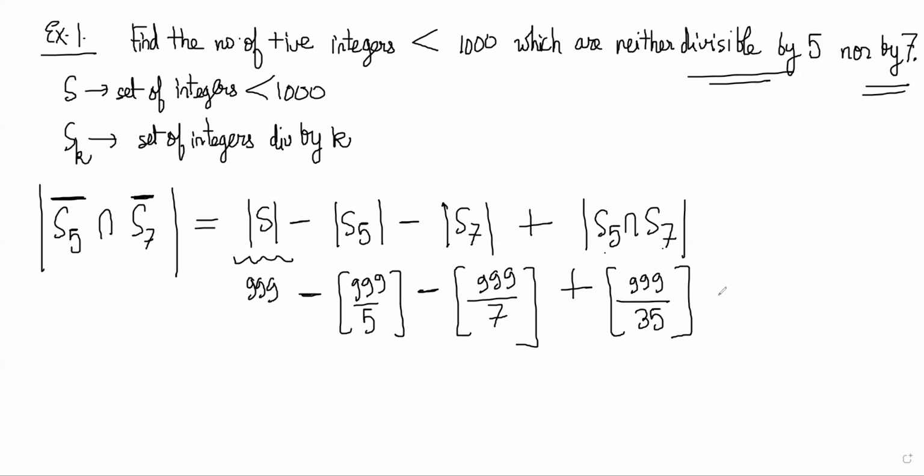And if you evaluate this, it will come out to be 686. And that is the answer. That is the number of integers that are neither divisible by 5 nor divisible by 7. Right? Let's look at another problem.